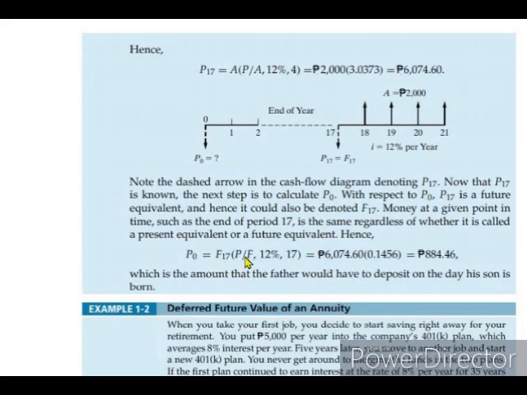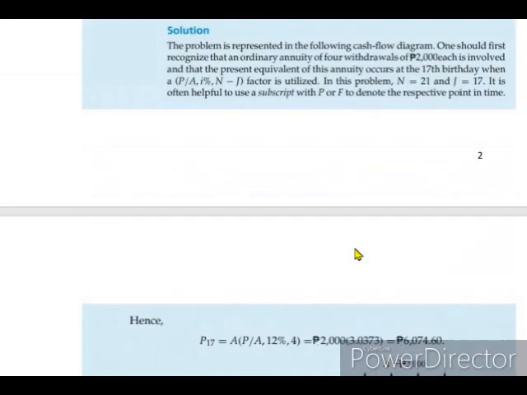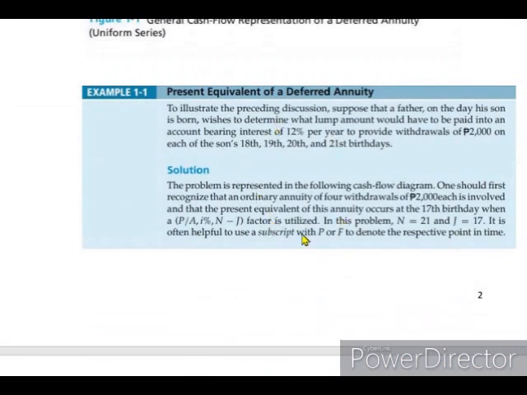So, given P, finding F, kung natatandaan nyo yung formula. Or kung ayaw nyo ng formula, tingnan nyo na lang doon sa appendix C. So, ang equivalent nito, 12%, saka 17, ay ito. Okay? So, multiply. So, ito yung nakita. 884.46 pesos. So, this is the amount that the father would have to deposit on the day his son is born. So, ito dapat yung amount na i-deposit niya nung mapapanganak na yung anak niya. Okay? 884.46 pesos. Okay? Nagets yung unang example, present equivalent of a deferred annuity.